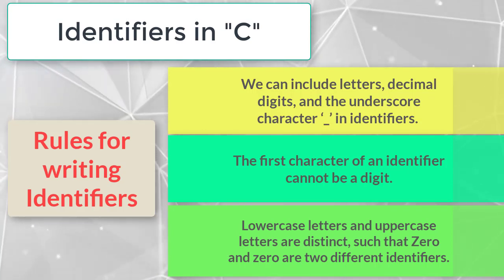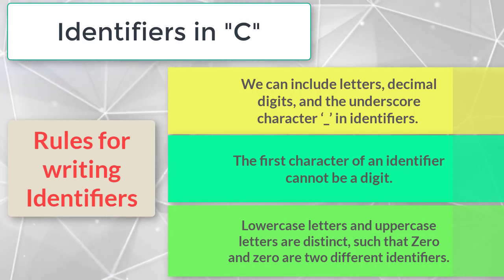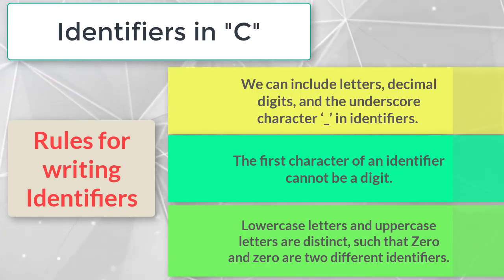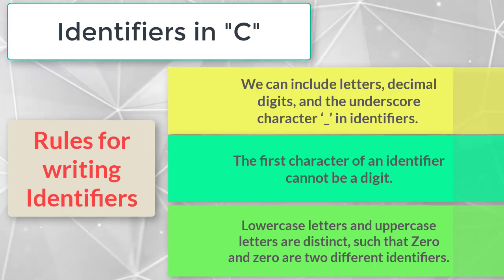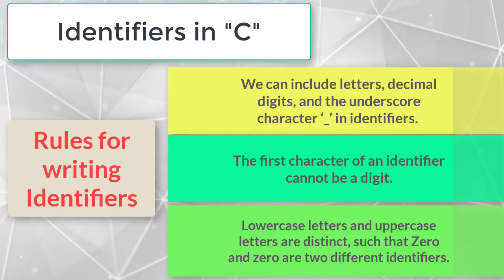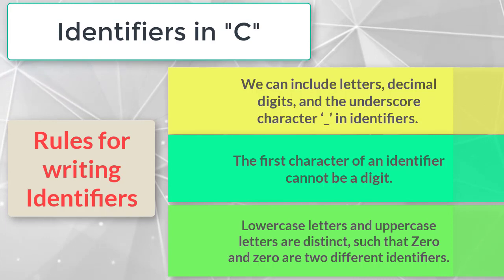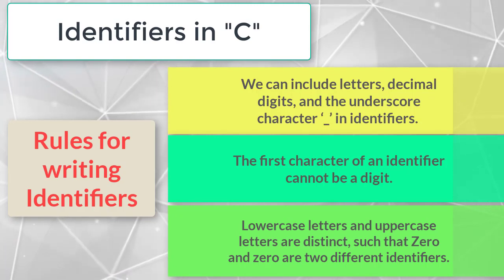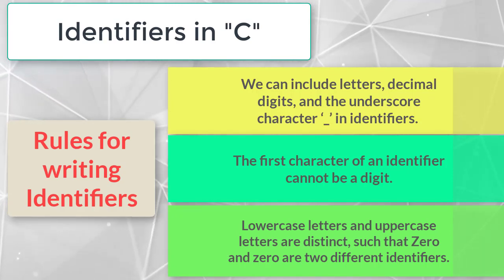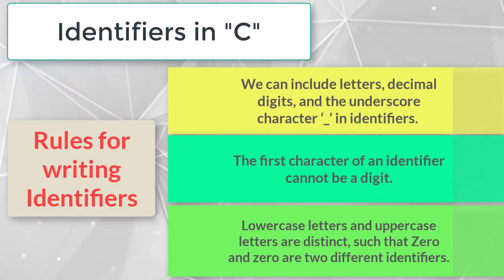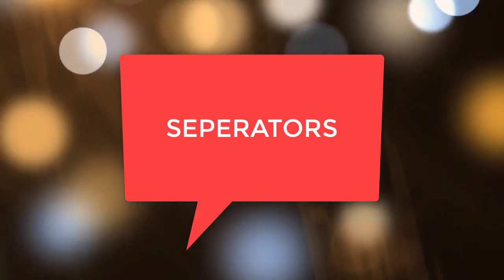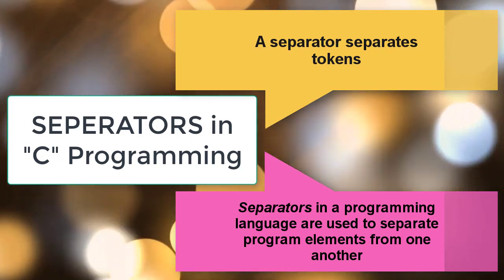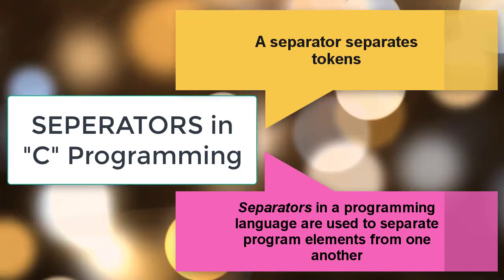Some programming languages are case sensitive and some are not case sensitive. It means capital A and small a are considered differently in the C language. C is a case sensitive language. So, whenever we write foo in small and FOO in capital, they are two different identifiers. Now we will see the separators. What are separators? Separators are used to separate the programming elements from each other.